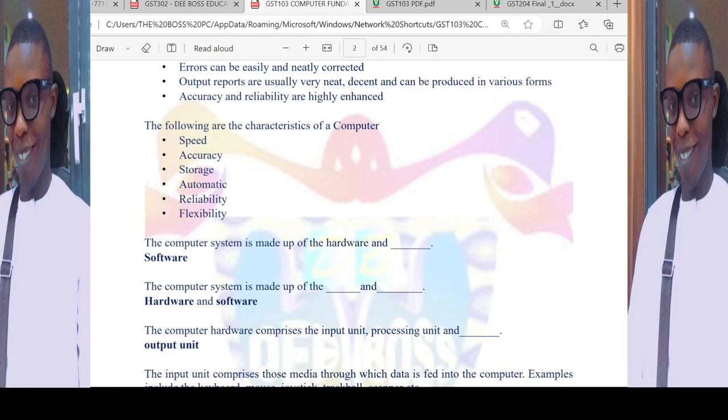Then, a computer system is made up of hardware and software, all right? When we say speed as a characteristic of a computer, it means it's very fast. Accuracy means it's always correct, okay? The chances of you getting an error in a computer are very, very low. And when there is an error, it could be that you inputted something wrong. Storage can keep your data, it can keep your information. Automatic: sometimes, even when you are not there, you can program the computer in such a way that it's working. So it's just that wonderful. Reliability, you can depend on it. You can always trust your computers.